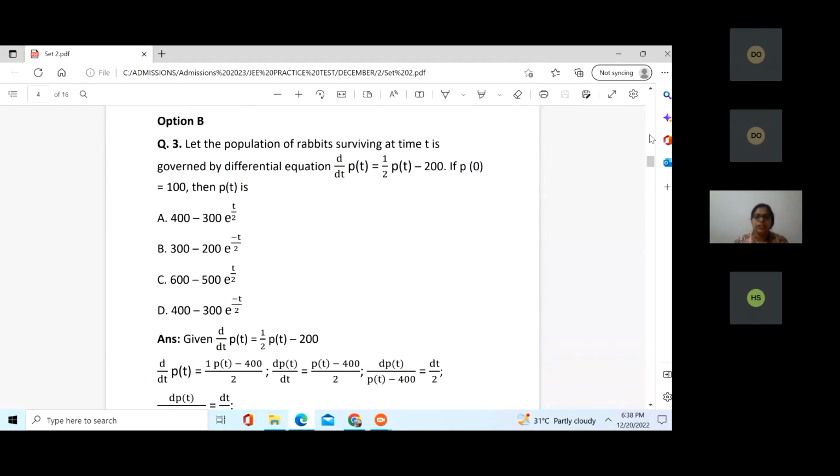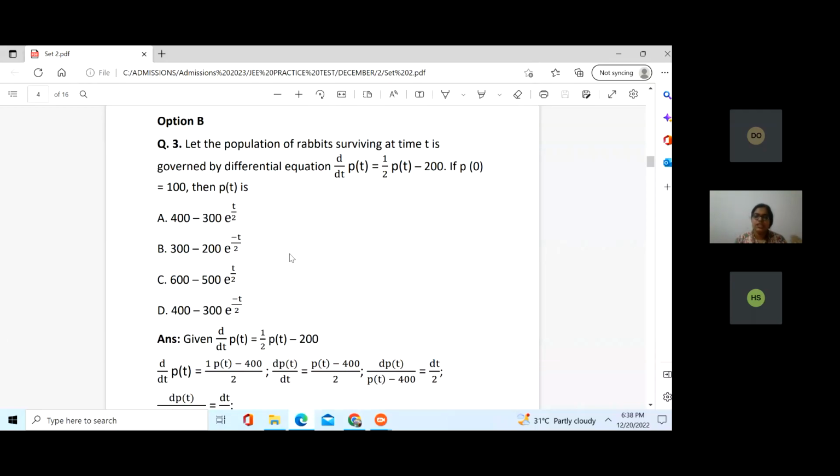So yes, we have started with the population of rabbits which is surviving at time t. They have given it in the form of a differential equation, that is d by dt of p(t) equal to 1 by 2 p(t) minus 200. Then p(0) is given as 100. They are asking me to find the value of p(t). These are the 4 options that are given.